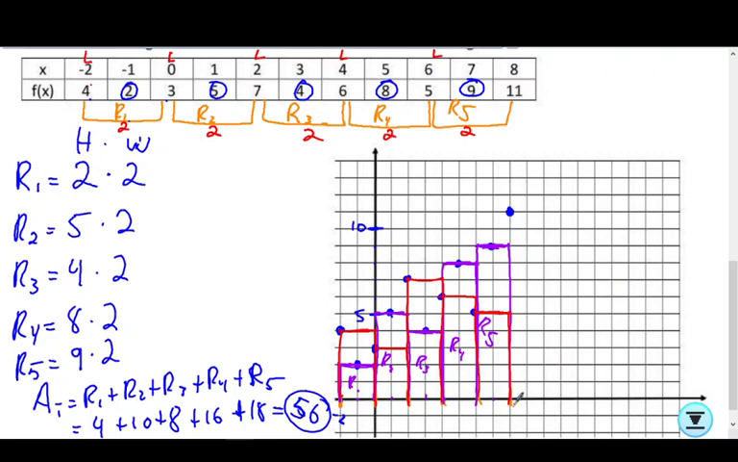So just make sure that when you're doing these, you're setting it up and you're using the rectangles that they're telling you to, and that you're actually getting the heights that you need to get. That's probably the hardest part, setting up, looking at your table and figuring out, okay, which heights am I using?